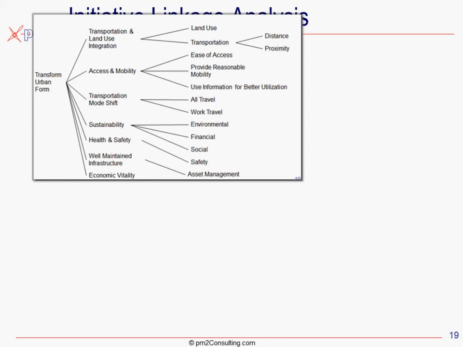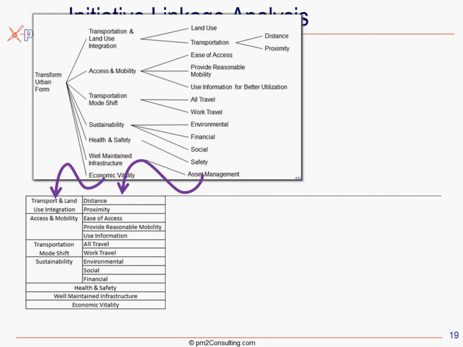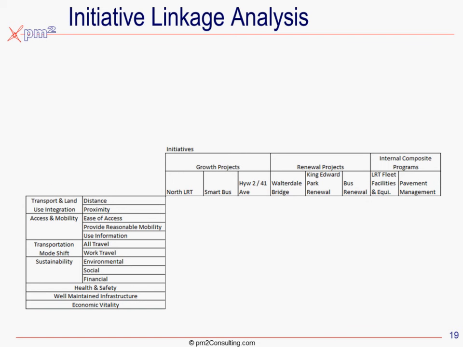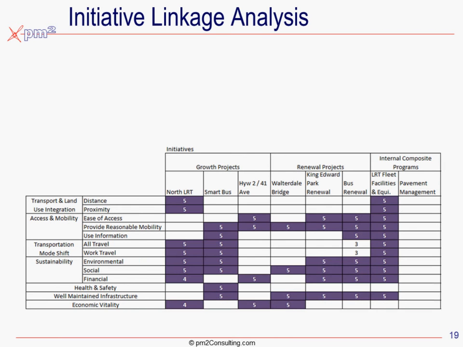So the linkage analysis is similar. We should be able to take that same hierarchy and list it down the left-hand side of a table. And across the top, we'll list some of the projects or initiatives that we have in our budget. In this case, we took a few examples of growth projects, like the North LRT, renewal projects, like the Walterdale Bridge, and internal composite program, things like the facilities and equipment work. And then we should be able to do the same thing. Which objectives and strategic goals do each of the projects impact? In this way, we can make sure the projects are aligned to the strategic objectives.